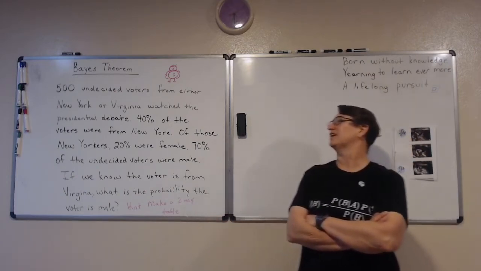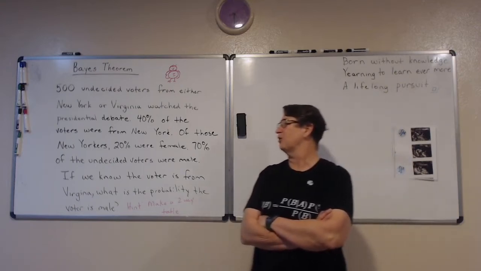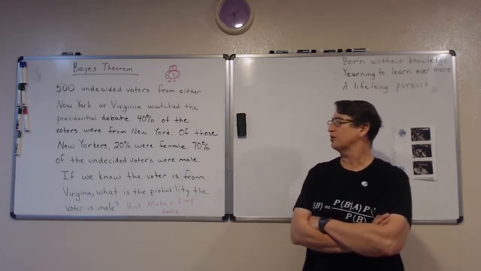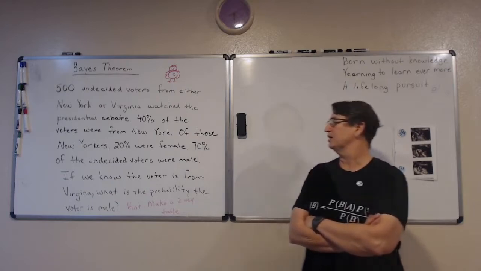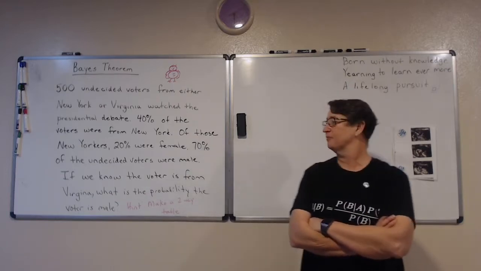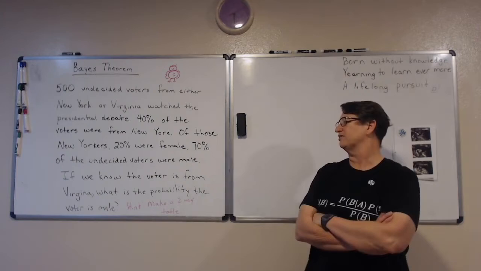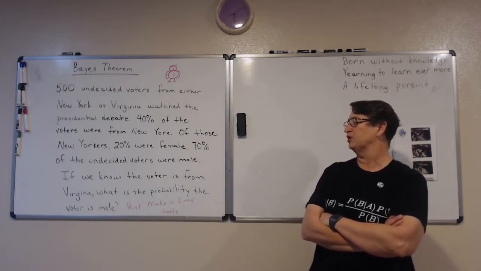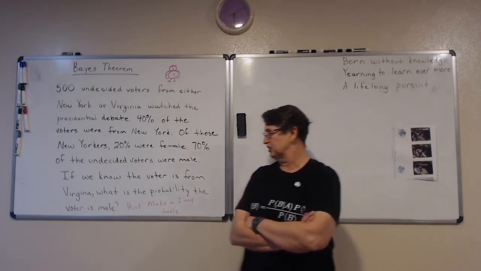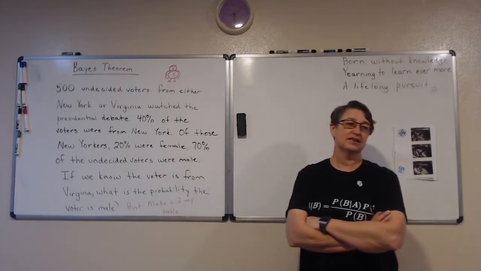It's 500 undecided voters from either New York or Virginia watched the presidential debate. 40% of the voters were from New York. 20% were female. 70% of the undecided voters were male. If we know the voter is from Virginia, what's the probability that they are male?